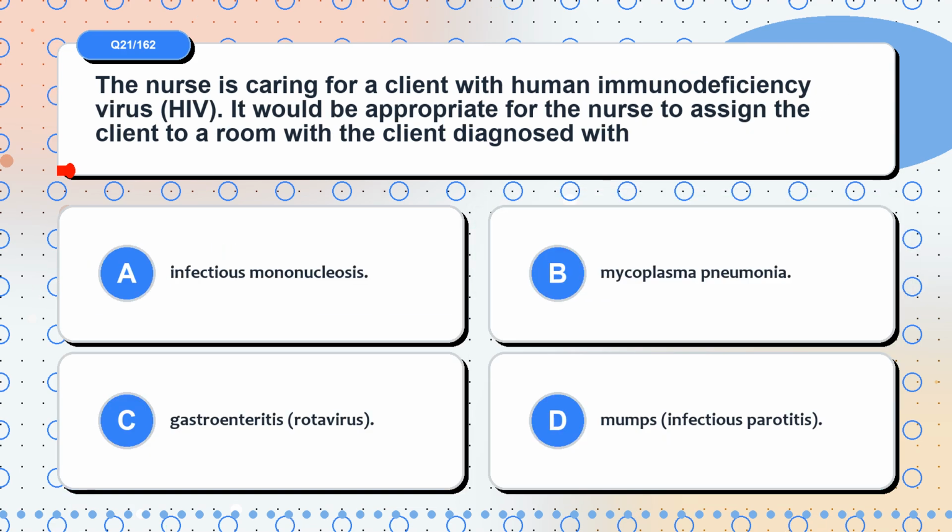Question 21. The nurse is caring for a client with human immunodeficiency virus HIV. It would be appropriate for the nurse to assign the client to a room with the client diagnosed with. Here are the options. Option A, infectious mononucleosis. Option B, mycoplasma pneumonia. Option C, gastroenteritis rotavirus. Option D, mumps infectious parotitis.